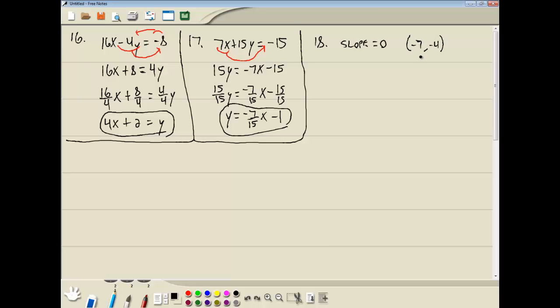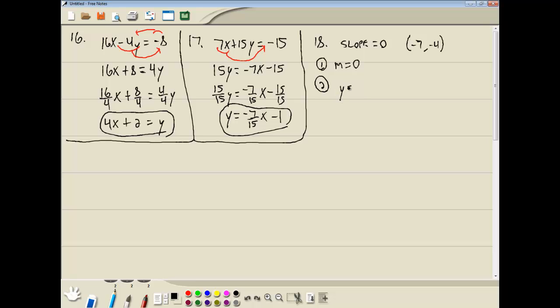Different ways you could work this one. We'll go through the 3 steps I gave you in order to solve this. But since the slope is 0, we know it's going to be a horizontal line, so our answer right away is y is equal to -4. First step is to find m. Well, m's given. M is 0.